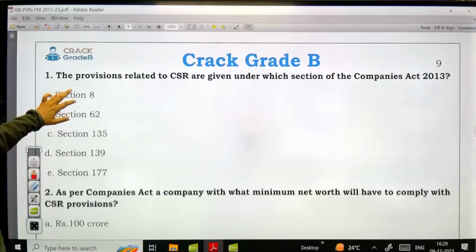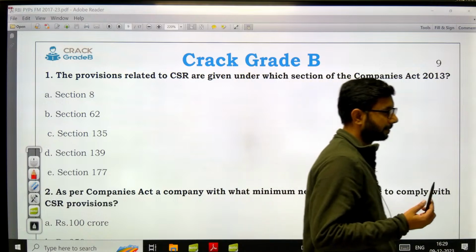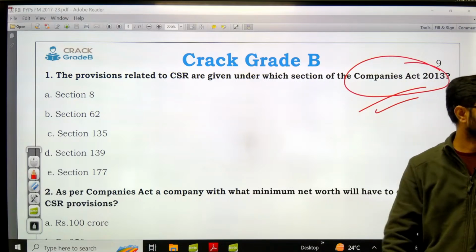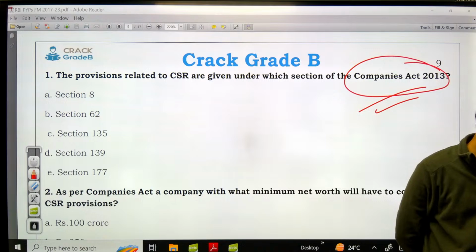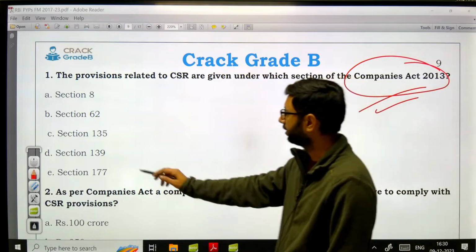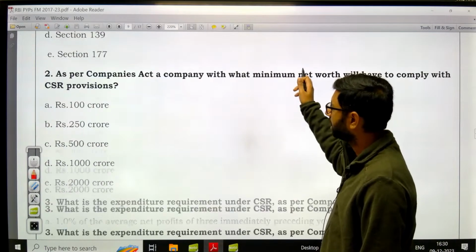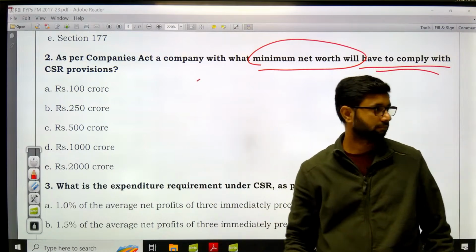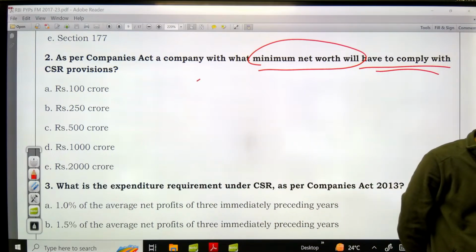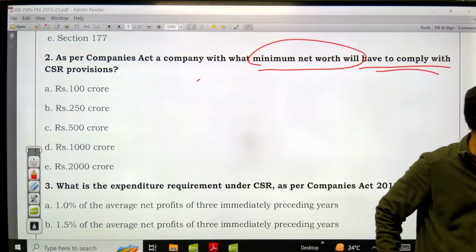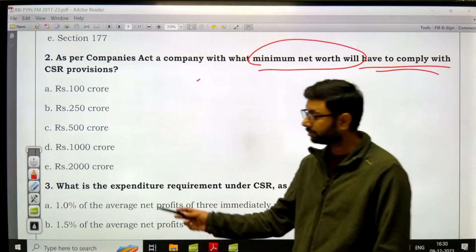Now let's see what the questions are all about, if you guys would remember. So the provisions related to CSR are given under which section of the Companies Act? Everyone. Yes, well done. Section 135. Good. Next, as per Companies Act, a company with what minimum net worth will have to comply with CSR provisions? So the correct answer is 500 crores.